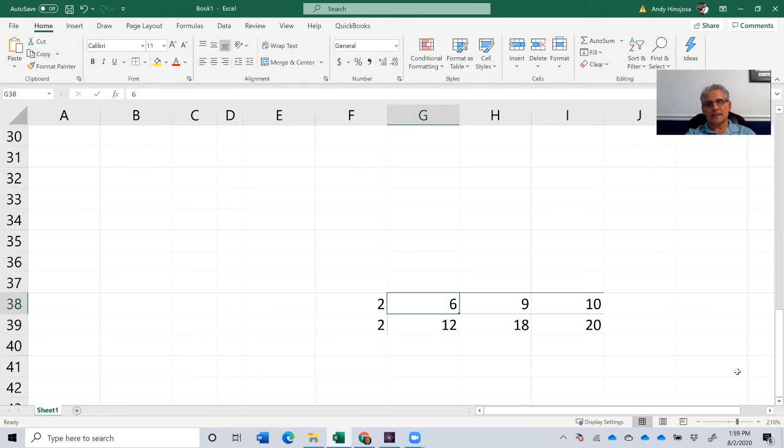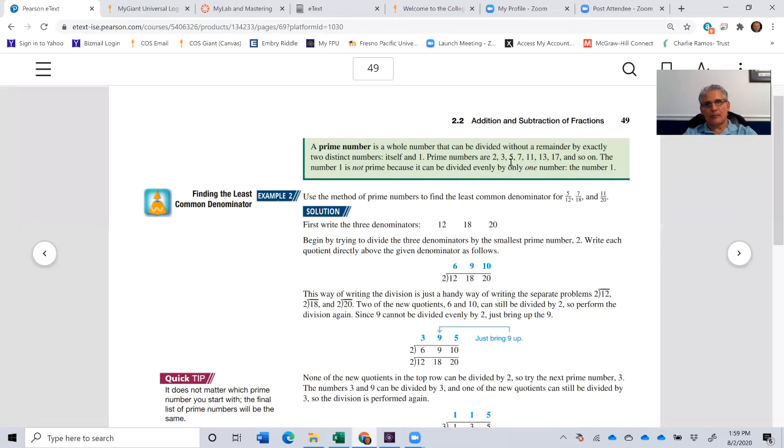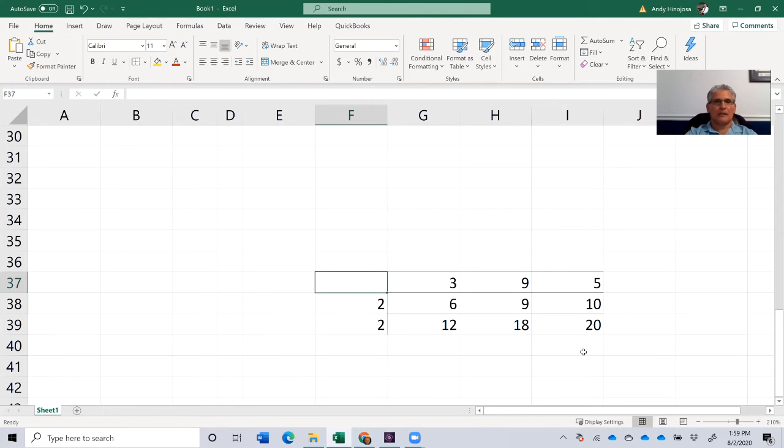Does 2 go into 6? And the answer is yes. Well, how many times? 3 times. Does 2 go into 9? Not evenly, so we're simply going to carry up the 9. Does 2 go into 10? Yes, it does. How many times? 5 times. We'll continue our tree up. We're still using 2. Does 2 go into 3? Not evenly, so 9, not evenly. 5, not evenly, so we're going to go to the next prime number. The next prime number is 3. Let's drop 3 here.